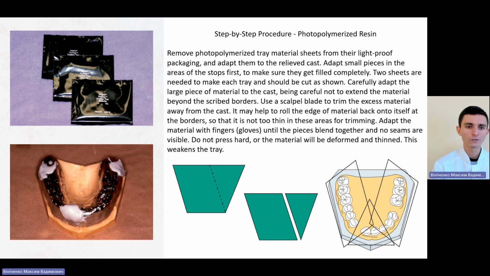Carefully adapt the large piece of material to the cast, being careful not to extend the material beyond the scribed borders. Use a scalpel blade to trim the excess material away from the cast. It may help to roll the edge of the material back onto itself at the borders so that it is not too thin in these areas for trimming. Adapt the material with gloved fingers until the pieces blend together and no seams are visible. Do not press hard on the material, or it will be deformed and thinned.